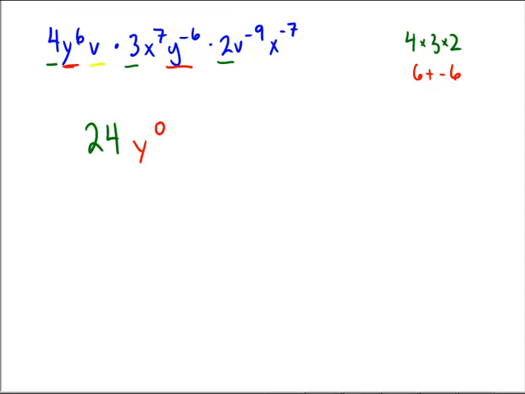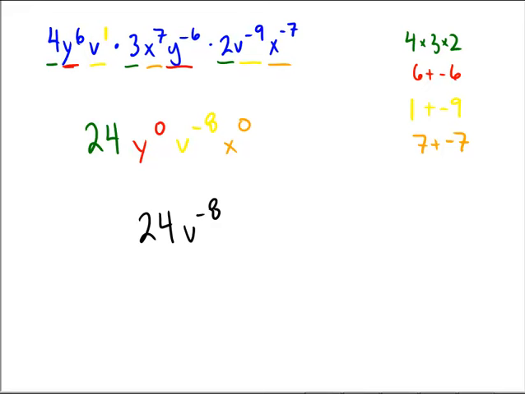The next variable I see is a v, so there's a v, and there's a v. So it looks like I'm getting the exponents on v. Here there's no exponent written in, so I understand that to be a 1. So I have a 1 plus negative 9, which of course would be negative 8. So we get a v to the power of negative 8. And then finally, for the last variable, x, we have 7 and negative 7, and of course 7 plus negative 7 is also 0, so we're going to end up getting an x to the 0. So your final answer would be 24, y to the 0 is just 1, v to the negative 8, x to the 0 is just 1.